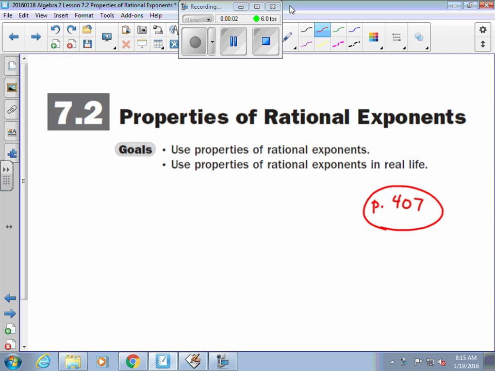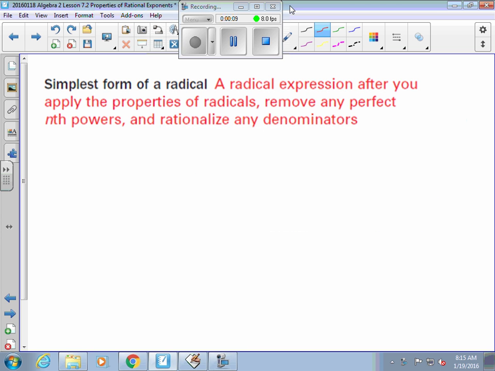This is Algebra 2, Lesson 7.2. We're doing properties of rational exponents. That's what we're doing. We're using those, and we'll look at them in some real-life problems. Beginning on page 407 in your textbook. We got two definitions to start.